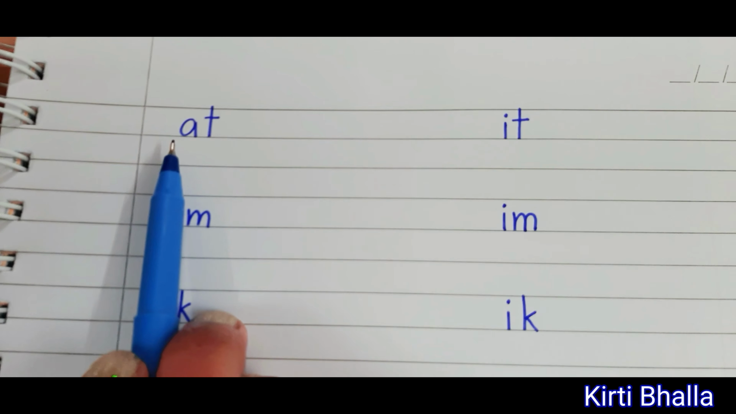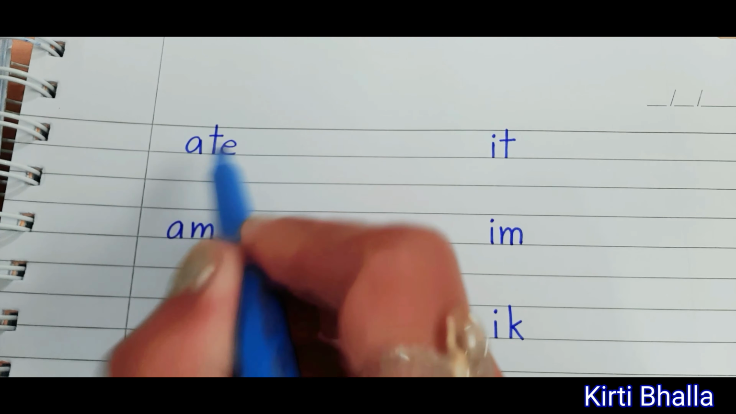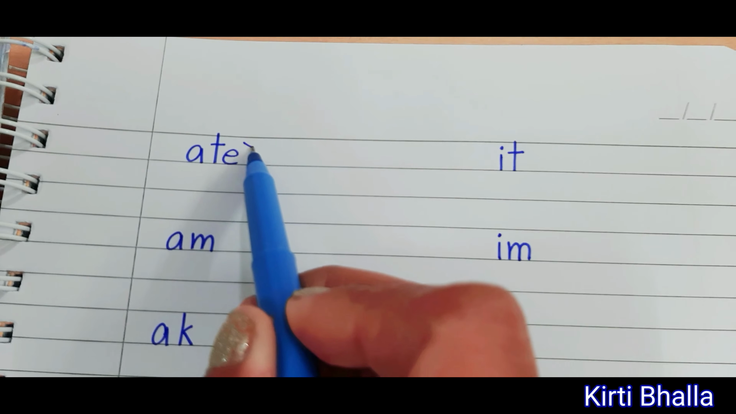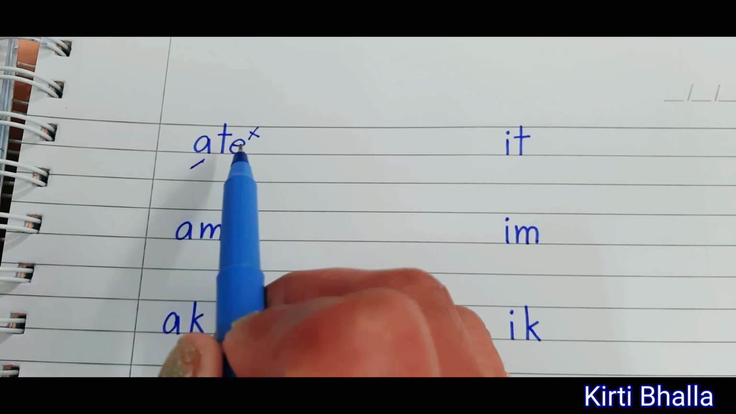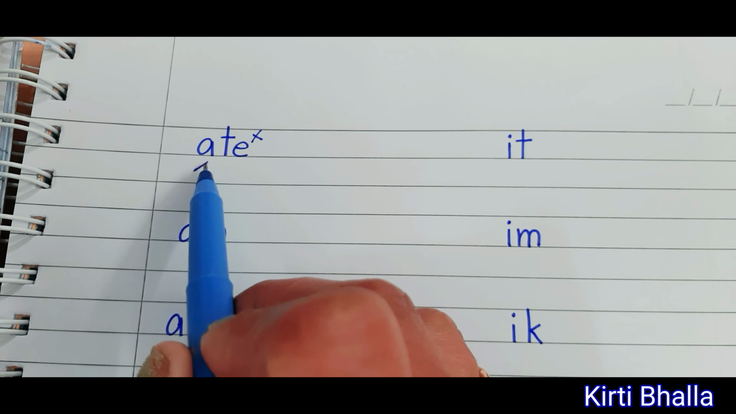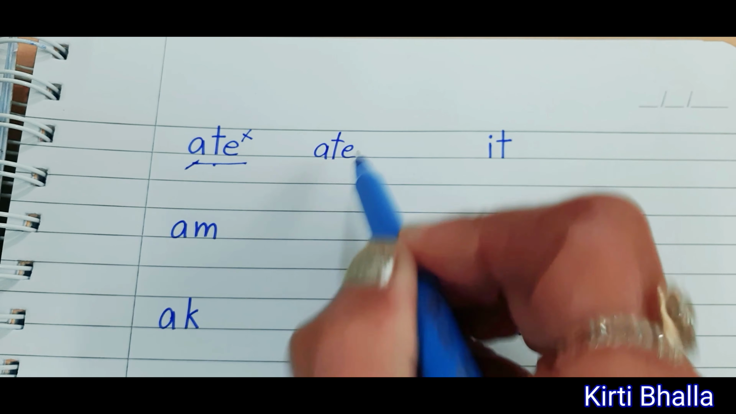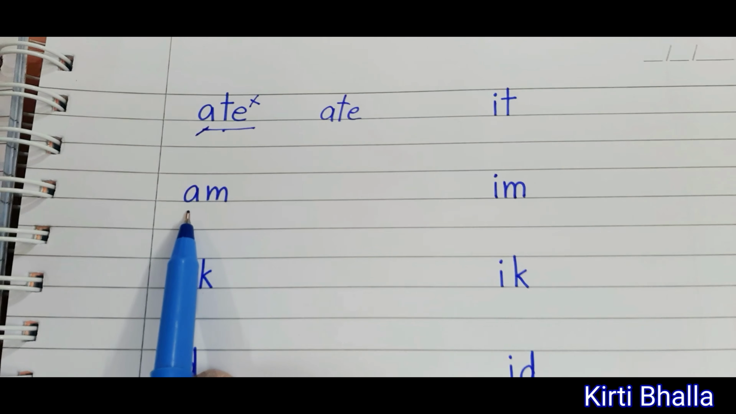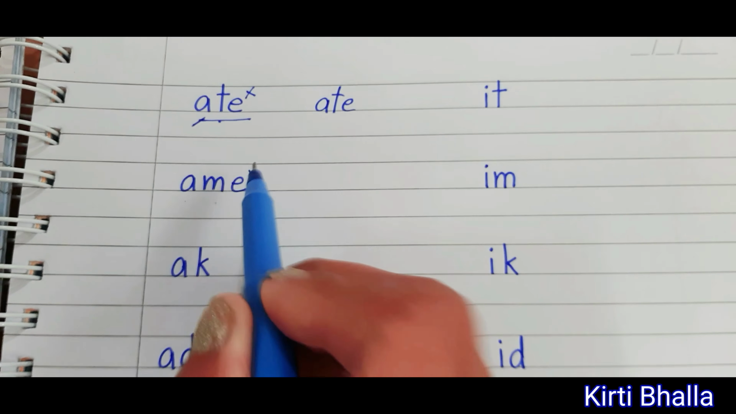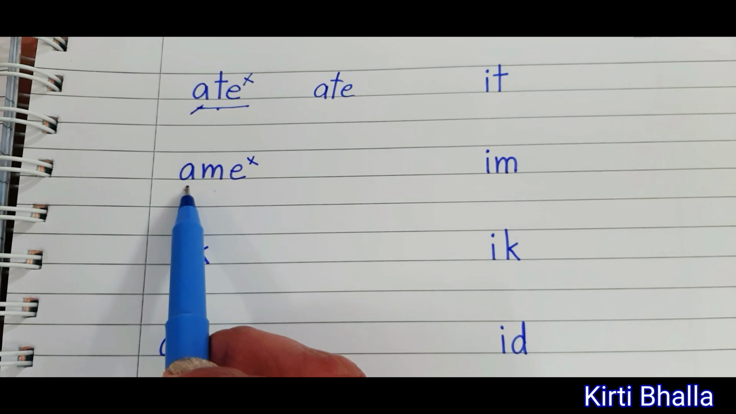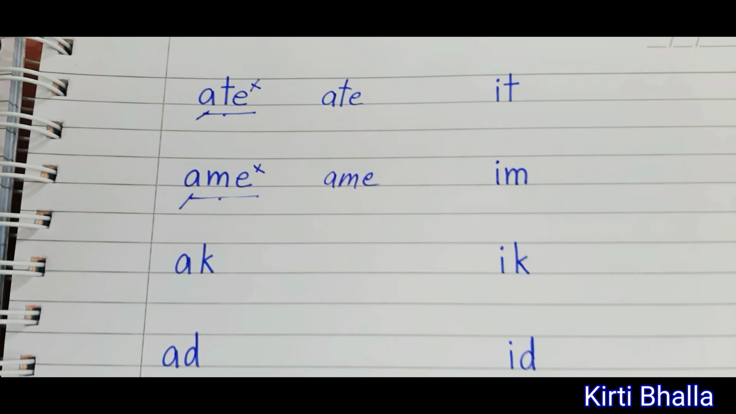Now this is at, at. Now if I add letter E here, letter E has no sound, we will not say its sound and we will speak its name because this is the friend of letter E. So this goes A, T, eight. Eight. Next, a, m, am. And if I write E here, it has no sound and we will speak its name. A, m, aim. And this becomes aim.